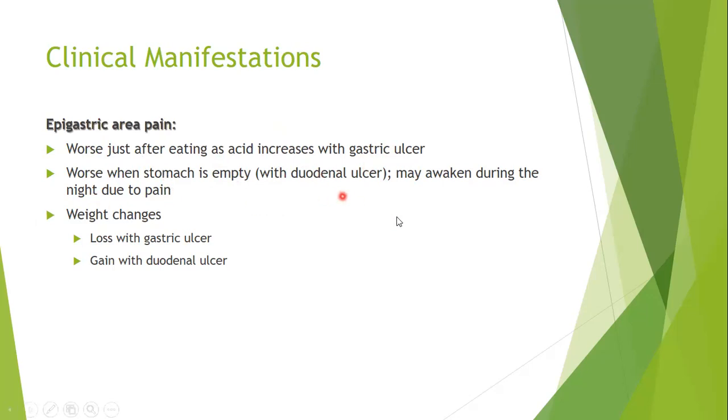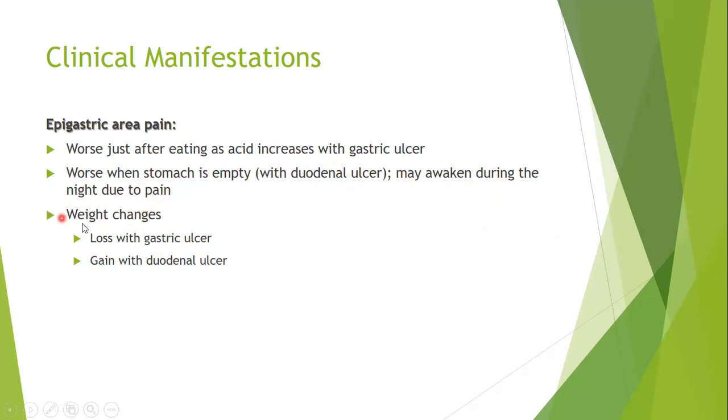Then for duodenal ulcers, note that the pain is worse when the stomach is empty. Remember that the ulcers are in the duodenum, so when the stomach is full and there's reduced secretion of acids into the duodenum, duodenal ulcers will not cause so much pain. But when the stomach is empty, as the food now moves to the duodenum, that is when the patient will experience pain. They may awaken during the night due to pain.